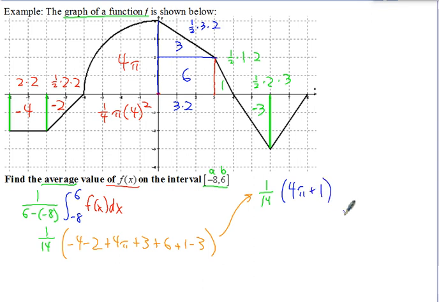So you could leave it like that, or if you just make it a single fraction, you can see that would be 4 pi plus 1 over 14. It's our average value.